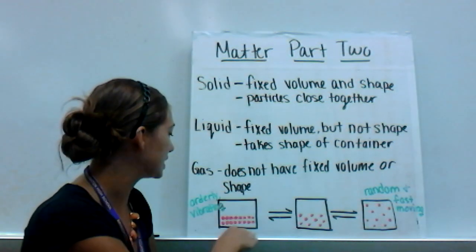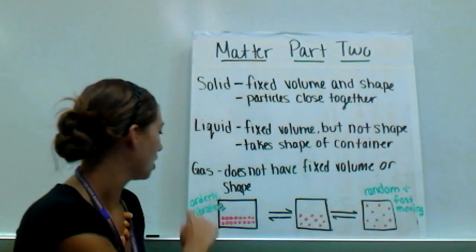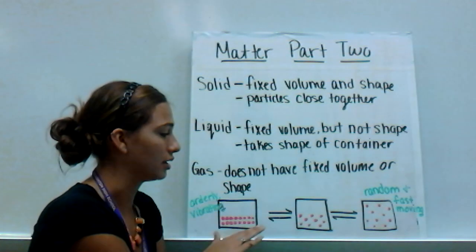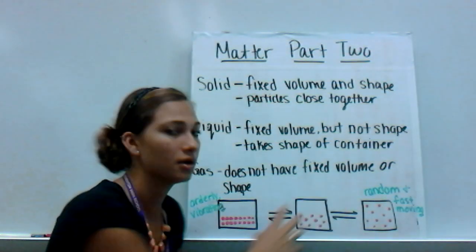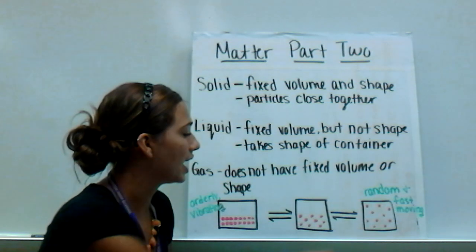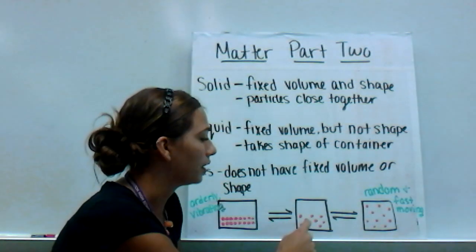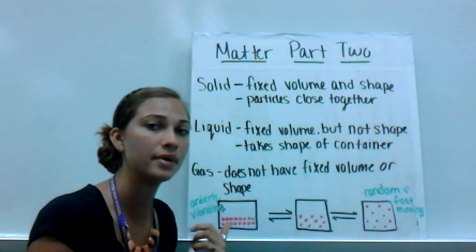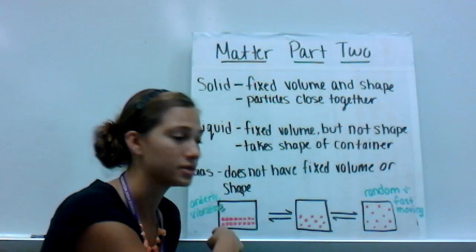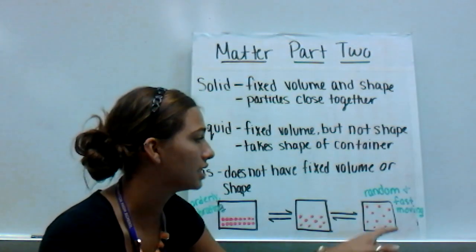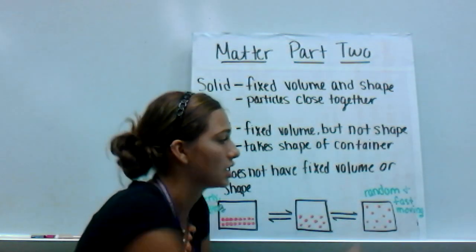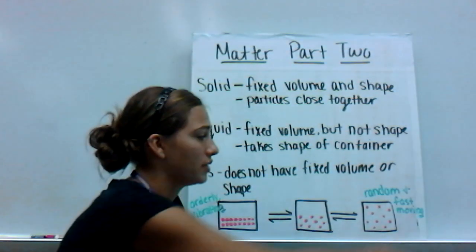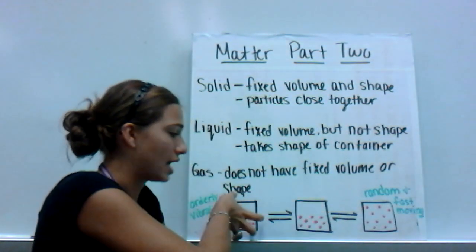So if we look here, this is a diagram of what a solid would look like. We can see that they are orderly and the particles are only vibrating back and forth. Our next diagram here is going to be a liquid. It has a fixed volume, but the particles are a little further apart and they're sliding past each other. They have a little bit more movement than our solid particles do. Now if we go down to the end, this would represent gas. So you have particles all over the place, moving really fast. So we have gas, liquid, solid.